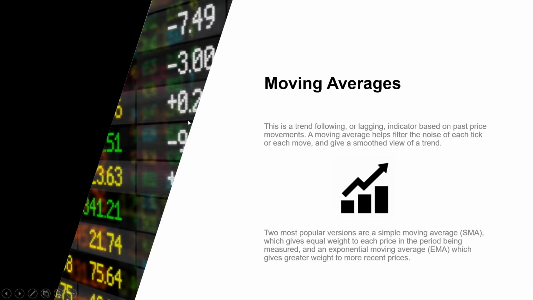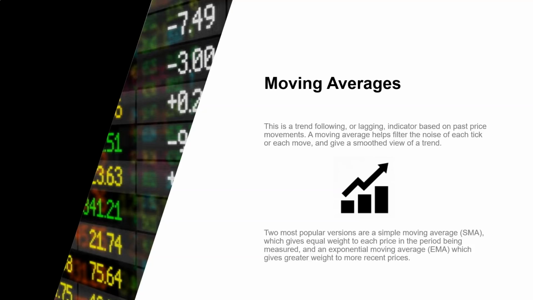So the first is moving averages, probably the most common technical indicator, and moving averages also are a part of other technical indicators, and you'll see that as we work through our content. These are trend following, lagging indicators. They're based purely on past price movements. A moving average will help filter out the tick-by-tick noise and give you a cleaner, smoother representation of the overall direction and shape of a market based on the time frame that you select for your moving average.